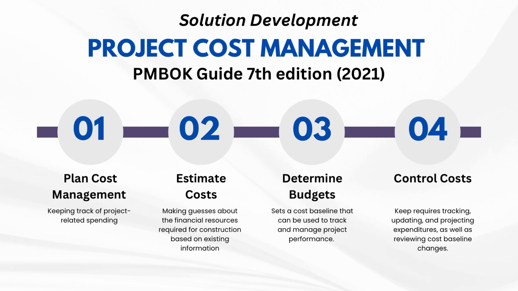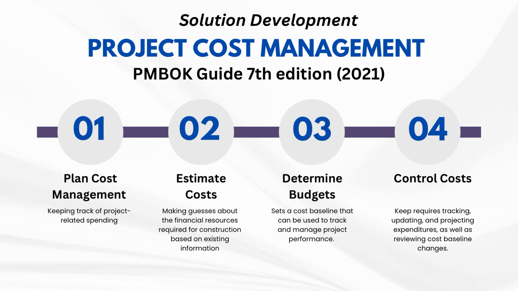The first step is plan cost management, which is critical for keeping track of project-related spending. The second step is estimate project costs, requiring educated guesses about the financial resources required for construction based on existing information. Thirdly, determine budget. It sets a cost baseline that can be used to track and manage project performance.